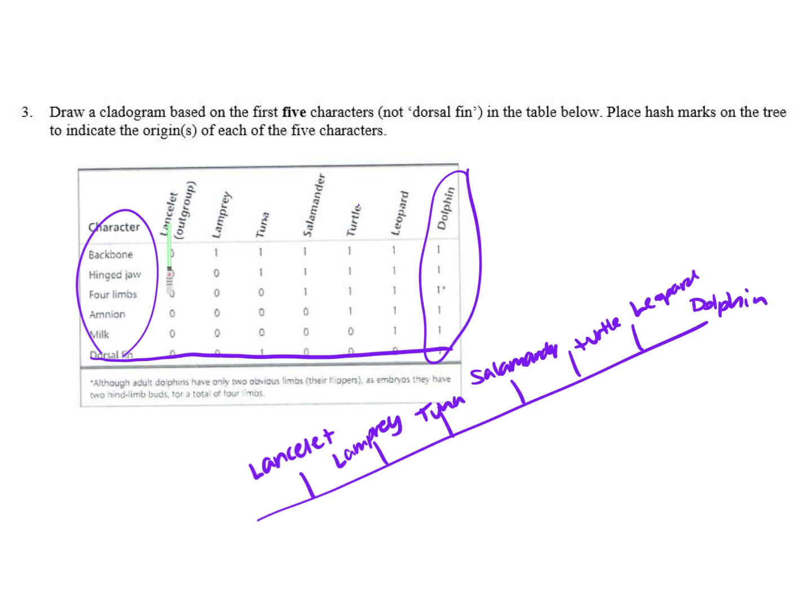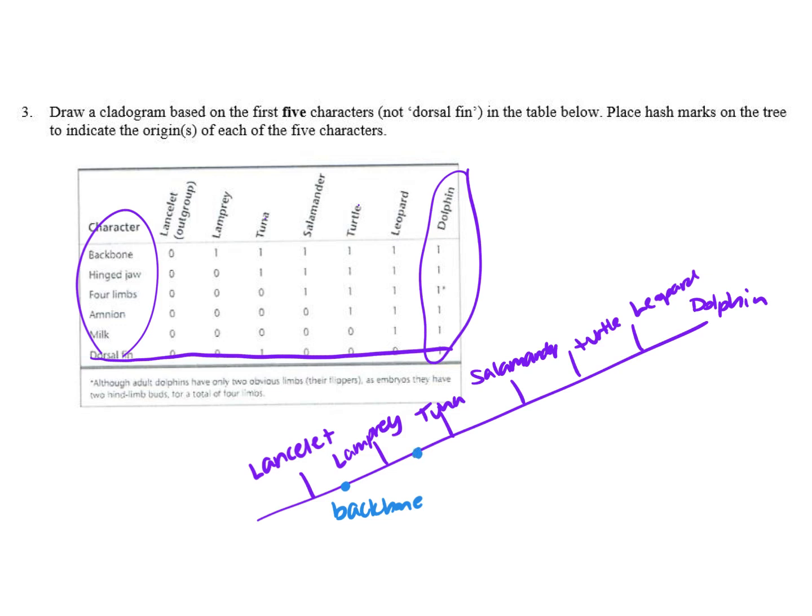So if I look at the Lancelot, it has nothing, right? If I look at the next one, the lamprey has a backbone. The Lancelot does not. But everybody else has every other trait. So that is what you're going to put here, separating the Lancelot from everybody else. So you're going to put a little dot or a line, and you're going to put backbone. That is the separating trait. So what this means is the Lancelot does not have the backbone. Everybody else does. So I'm just going to go right down with the traits.